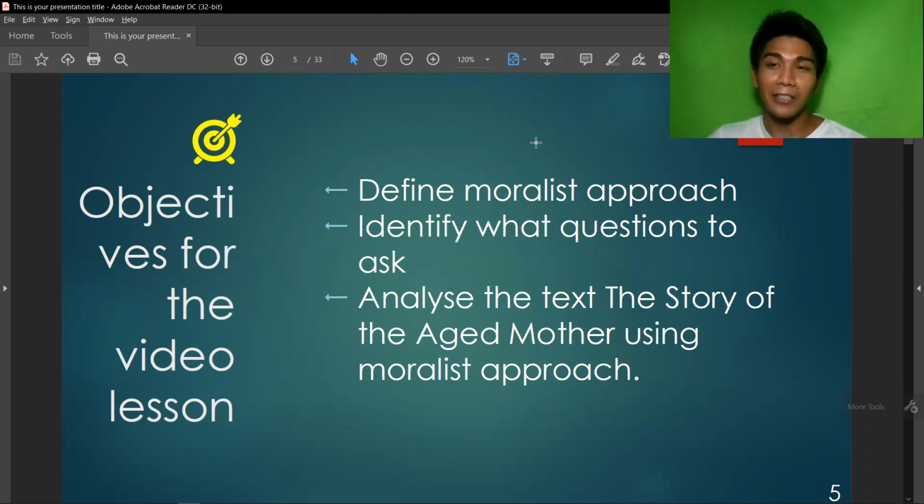These are our objectives for our video lesson for today. Number one, define moralist approach. What exactly is the moralist approach? Second, identify what questions to ask using the moralist approach, of course. And lastly, analyze the text of the story of The Aged Mother using the moralist approach.